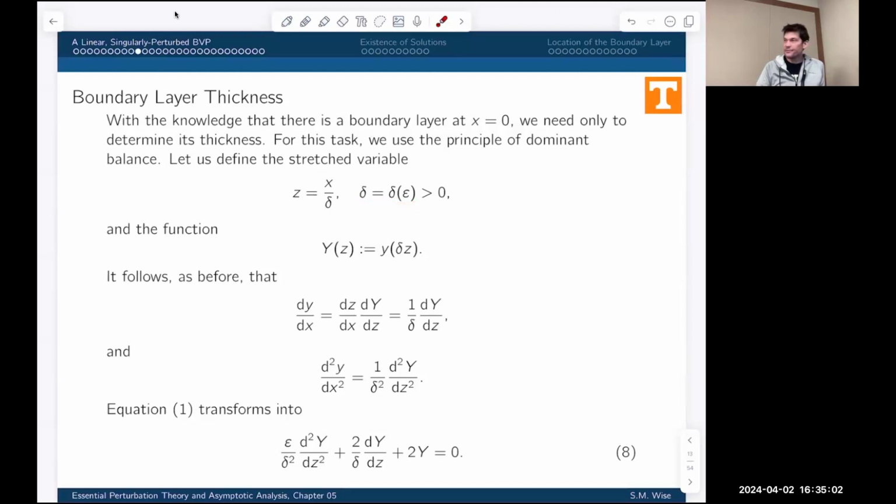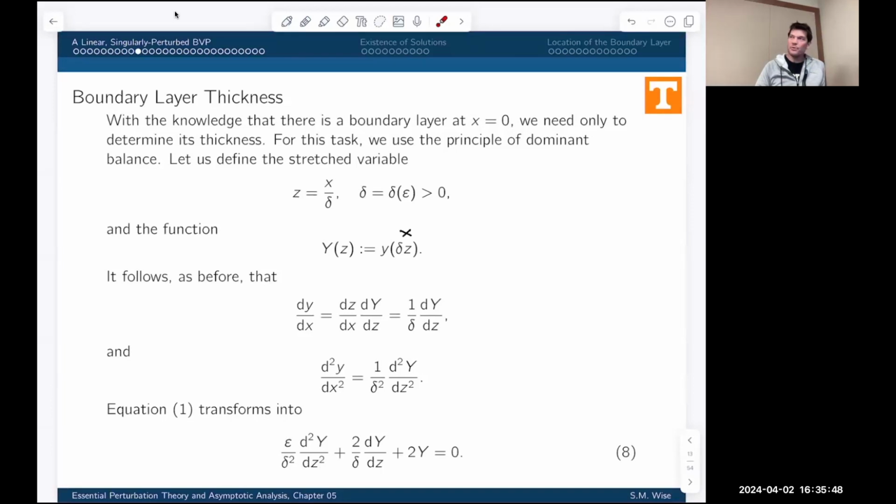The way we determine it is through what's called the principal dominant balance, which we'll get to in a moment. The second thing I need to define is the inner solution variable, the dependent variable, which I call capital Y of Z. Capital Y of Z is just equal to little y of delta times Z, and you can see this is just x. So this is nothing more than a representation of the solution that's going to be assumed valid in the inner solution region, the region near the boundary layer.